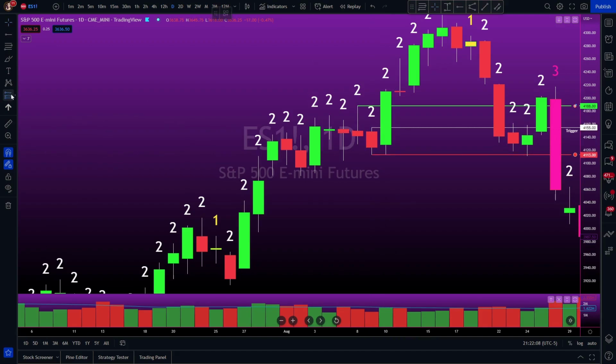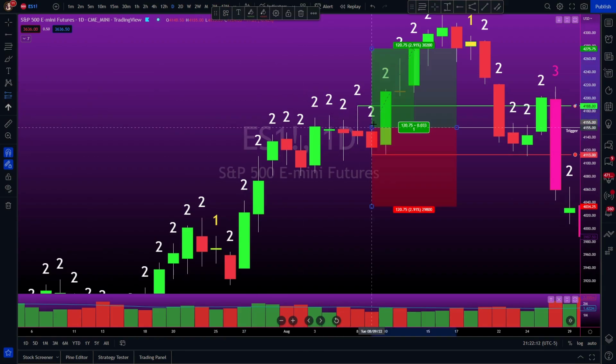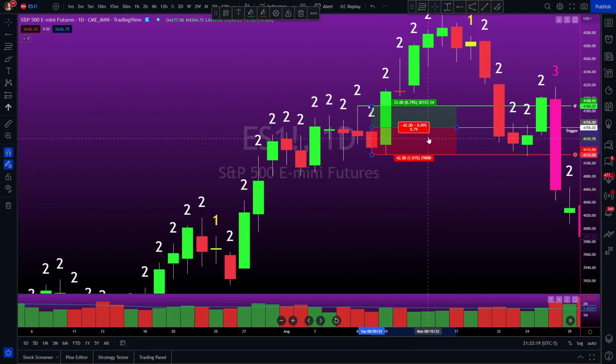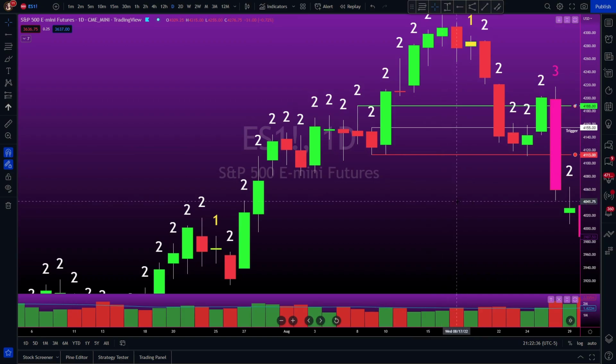Now, if you go and get your risk reward tool from TradingView, you're going to notice that this is less than a 1-to-1 risk reward. It's 0.8 to 1. So risk reward wise, this is not great. So the other place that you can place your stops is the 50% rule about outside bars.